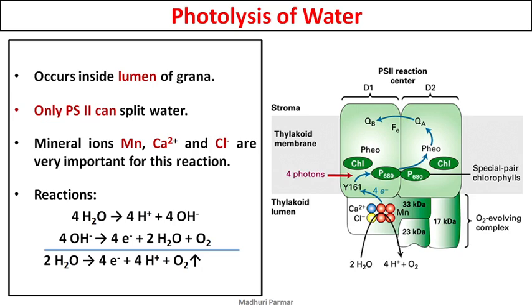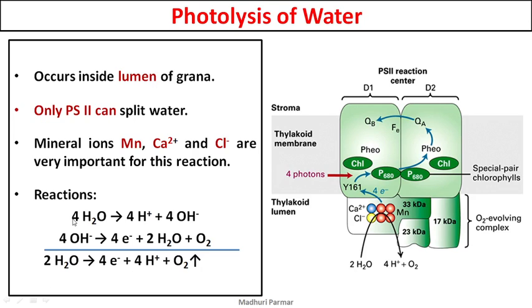In presence of light, this water molecule will be broken down into protons, so 4H+, and oxygen. And this oxygen is the one which is released. So this is the first step where you are getting the first product of photosynthesis, which is oxygen. Clear? So this is where the oxygen is released.